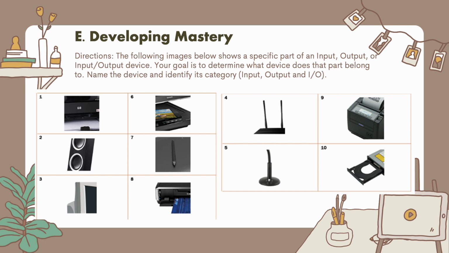8 is a bubble jet printer. It is output. 9, it is a thermal printer. It is output. And 10, optical disk drive, input, output. So, I wish everyone got 10. So, please, checker, write your name, corrected by your name, and the score.